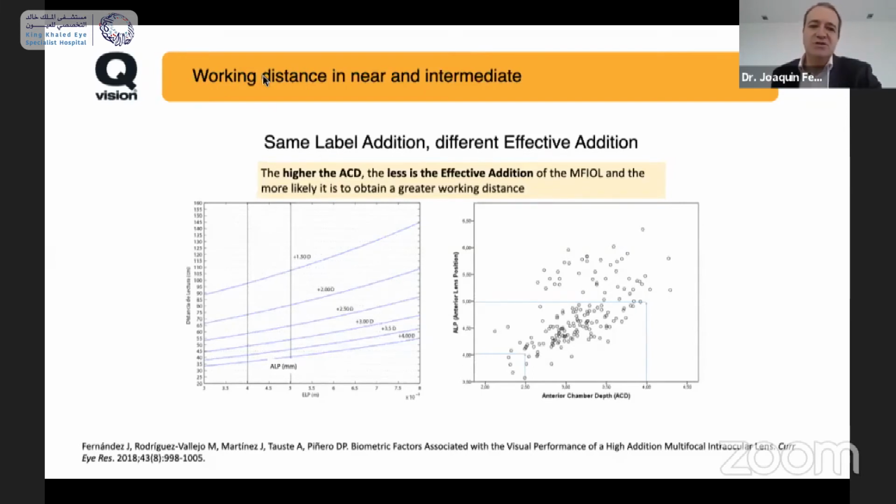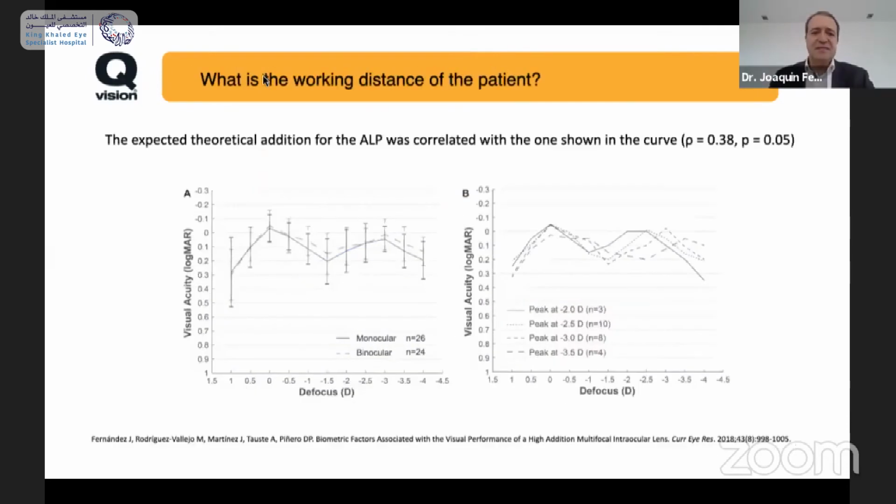But this situation is even worse in low addition, as you can see at the top, in 1.5 dioptres, comparing 4 millimeter of ELP with 5 millimeter of ELP, we are going to have a dramatic reduction of effective addition. So the reading distance is going to improve a lot. This is the reason, it's published by us, okay? This is the reason that we find different visual focal curves for different people, with different peaks.